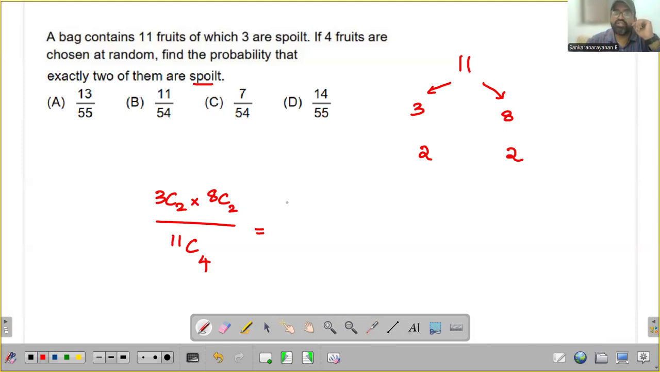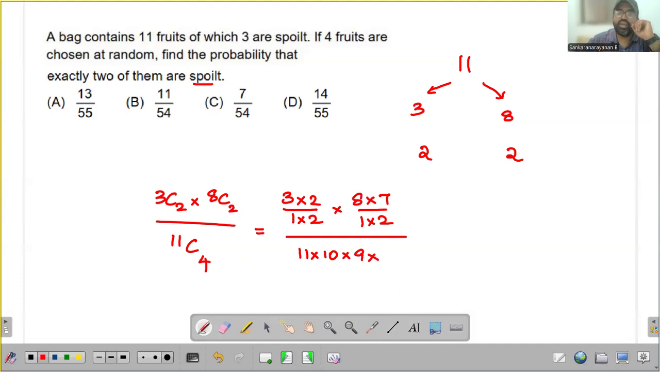Let's do the calculation. 3C2 is 3 into 2 by 1 into 2, into 8C2, which is 8 into 7 by 1 into 2, whole divided by 11C4. 11C4 is 11 into 10 into 9 into 8 whole divided by 1 into 2 into 3 into 4. So let's simplify this and see what is going to be our answer.